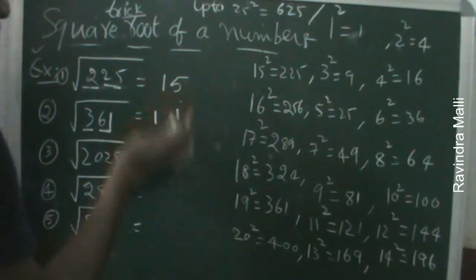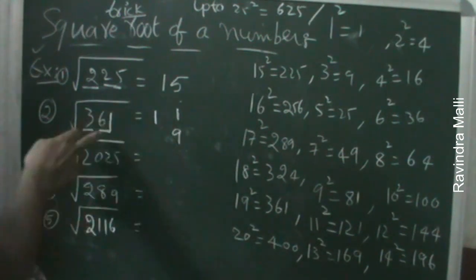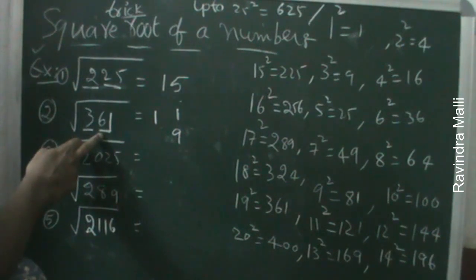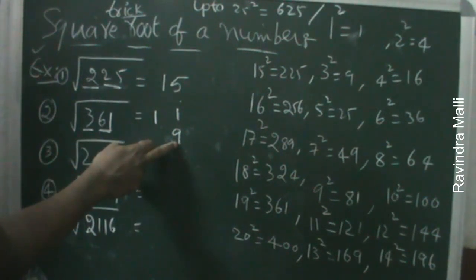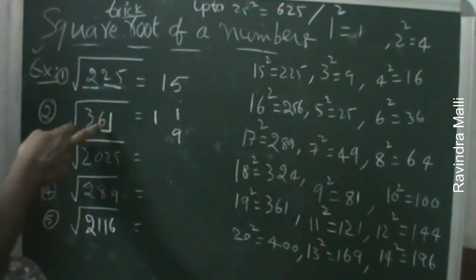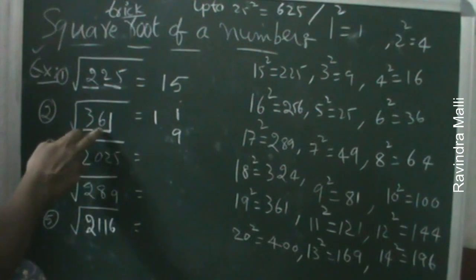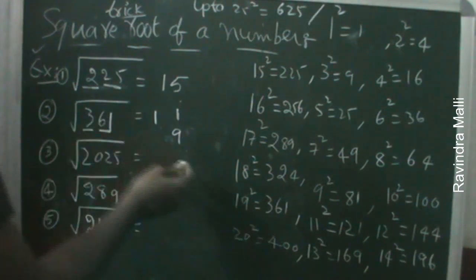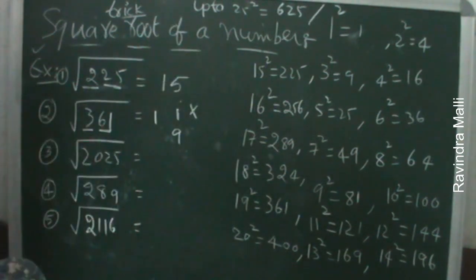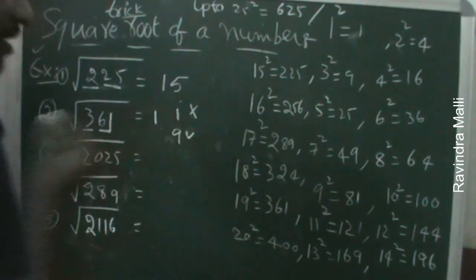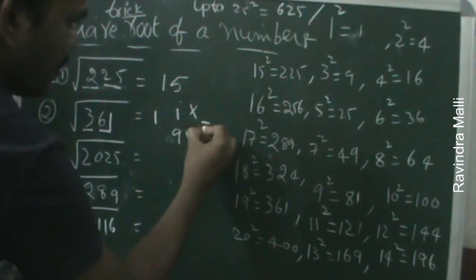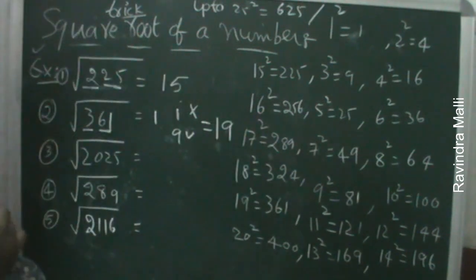Which is more convenient? 1 square is 1, that is very much lesser than 61. And 9 square is 81, that is greater than 61. So, do not prefer 1, prefer 19. So, the answer is 19 for this.